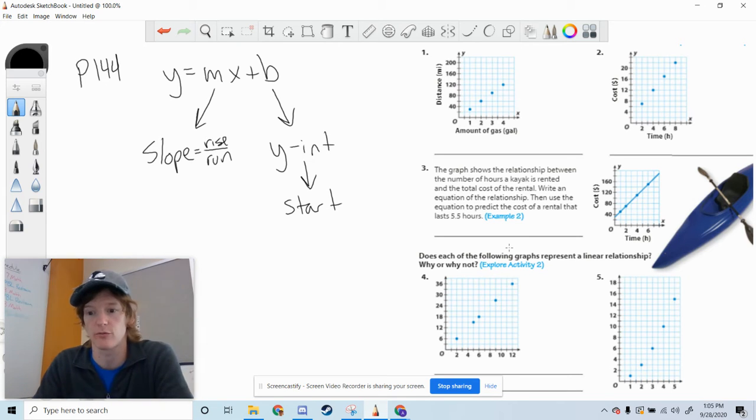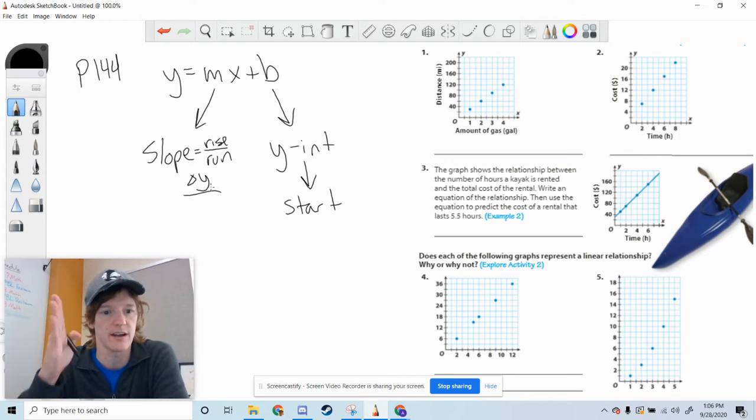Okay, looks like we're given graphs on these, so we can figure out how far up and how far to the right these are going. Looking at all these graphs, they're all positive, so they're all going up and then over, up and then over. Rise over run, in other words, is the y change, the up and down change, over the left and right change. So it's the y change over the x change.